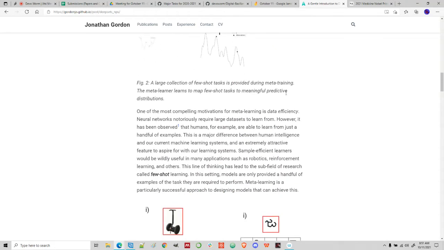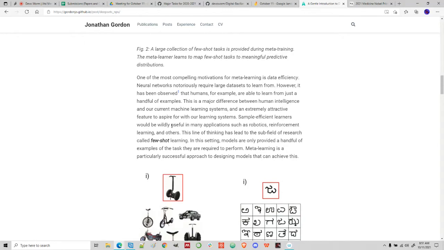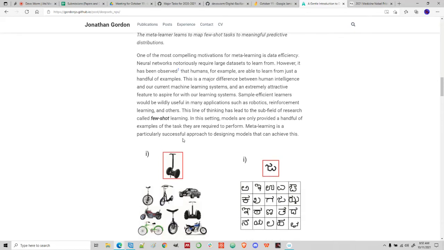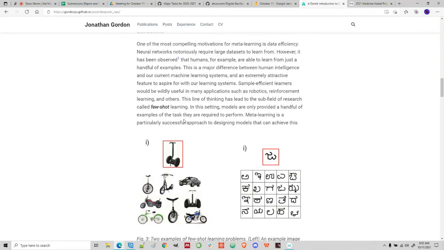That's what meta-learning is. One of the most compelling motivations for meta-learning is data efficiency. Your average setting requires a lot of data to learn, so we want to reduce that amount of data. We want to make the learner more efficient on samples that are presented to it. If we can do that, this is something we can do with something like few-shot learning, where we only introduce a couple of examples and it'll pick up the larger category. That's basically what we're trying to do.